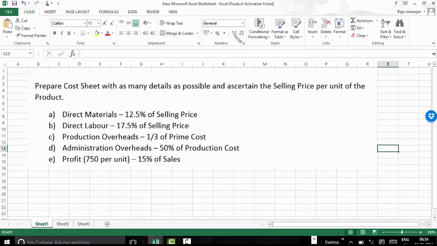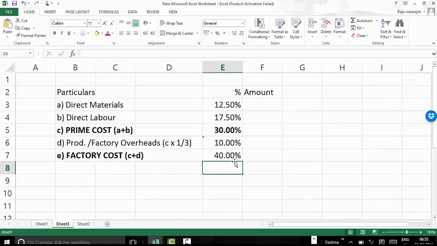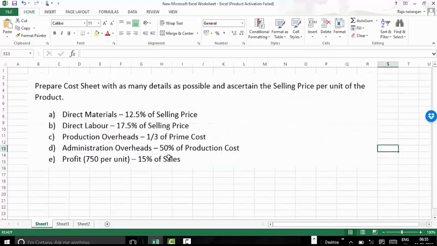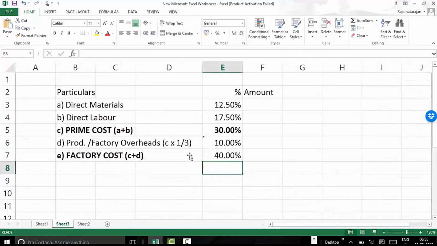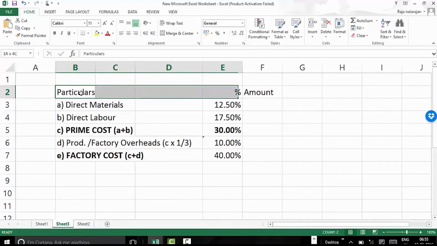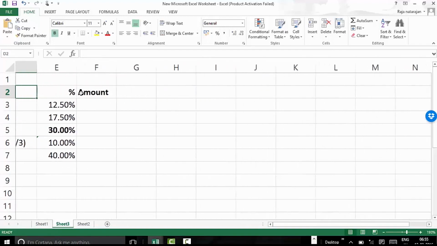Now let me go back to the question. Question says administration overheads are 50% of production cost. Do we have the production cost? No, because we have reached only till factory cost and we don't know what is production cost, but administration overheads are given as a percentage of production cost. So how do we proceed? Here I want to give a note. Let's understand how that process works and then we'll come back. Okay, so probably I'll keep that note here.